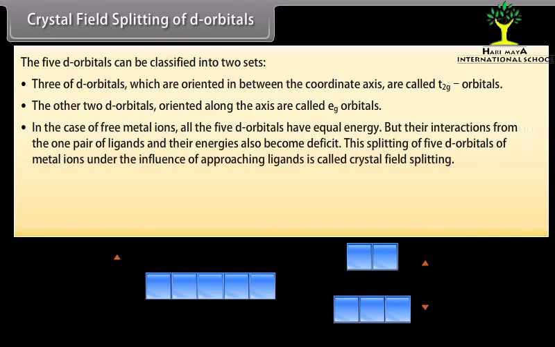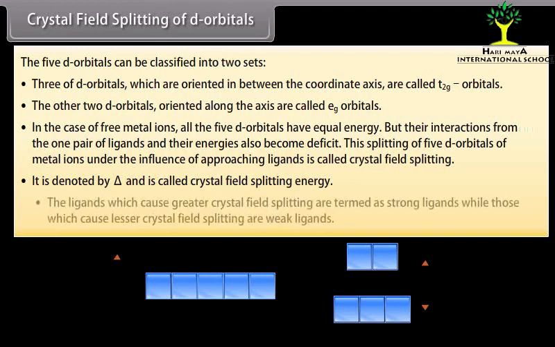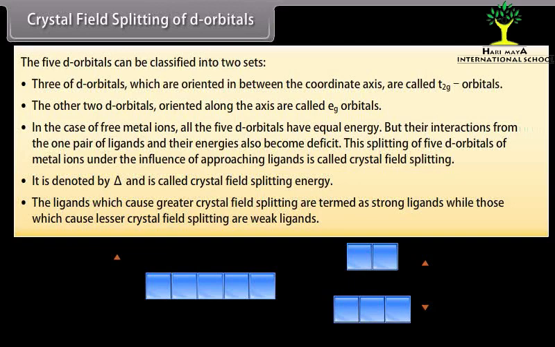In the case of free metal ions, all the 5 d orbitals have equal energy, but on interaction with the ligands their energies become different. This splitting of 5 d orbitals of metal ions under the influence of approaching ligands is called crystal field splitting. It is denoted by delta and is called crystal field splitting energy. The ligands which cause greater crystal field splitting are termed strong ligands, while those which cause lesser crystal field splitting are weak ligands.